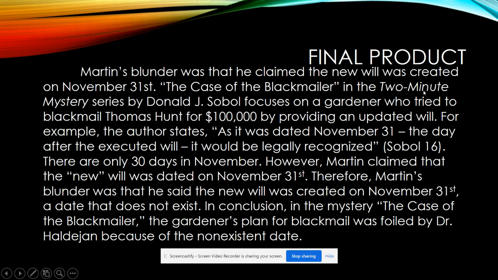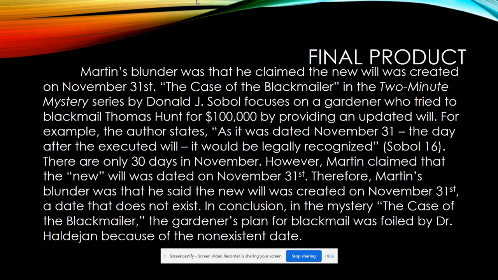So altogether, your final product should look like this. Notice that I indented here because indenting is a huge rule. It's 10 spaces that you can do. Martin's blunder was that he claimed the new will was created on November 31st. The case of the blackmailer in the 2-minute mystery series by Donald J. Sobel focuses on a gardener who tried to blackmail Thomas Hunt for $100,000 by providing an updated will.